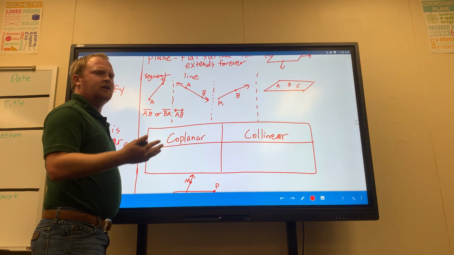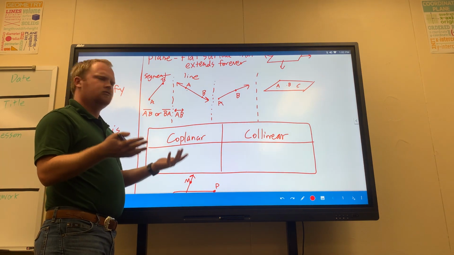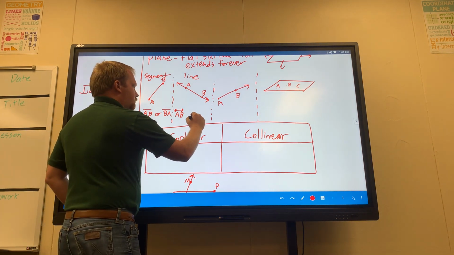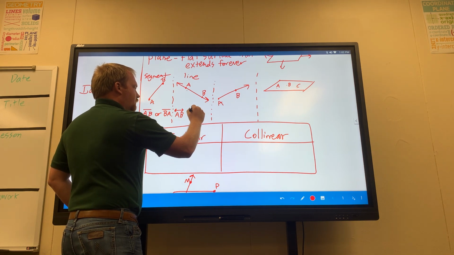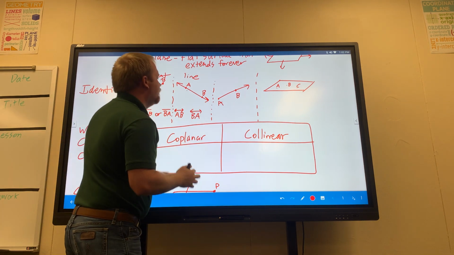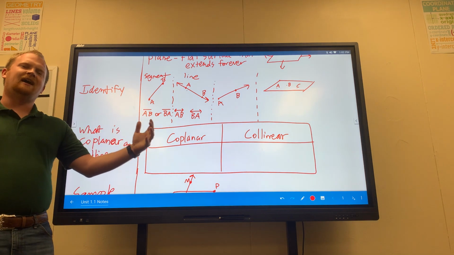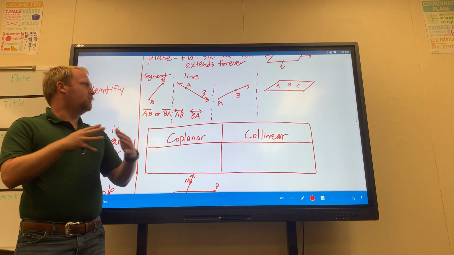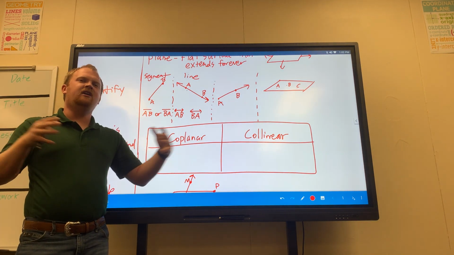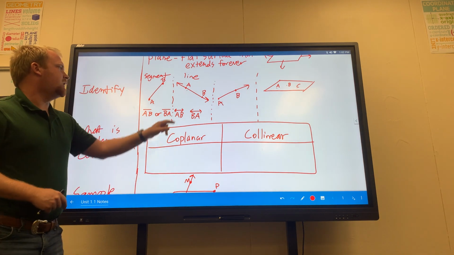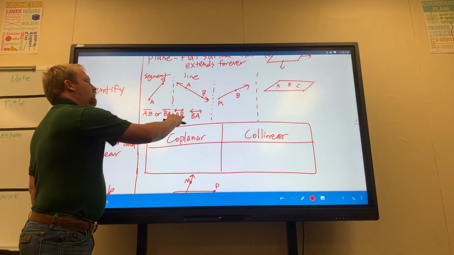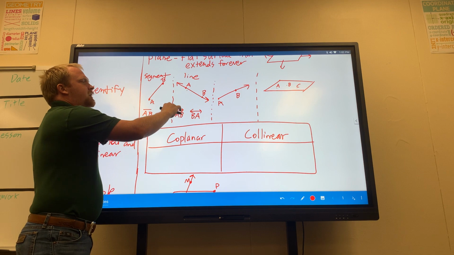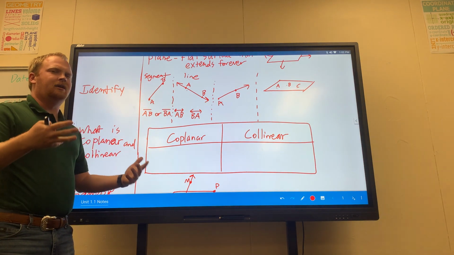Now, could we identify this as BA? Well, absolutely we can. Because, again, they're going in both directions. So really, as long as we cover the entire line, as long as we cover its entirety, we're still in good shape. But again, more often than not, people will identify it as line AB, just because it's alphabetically in order.